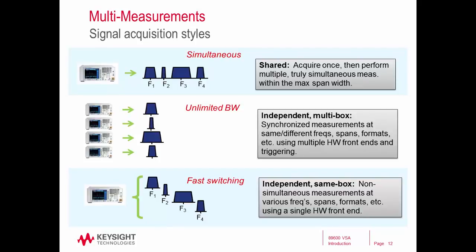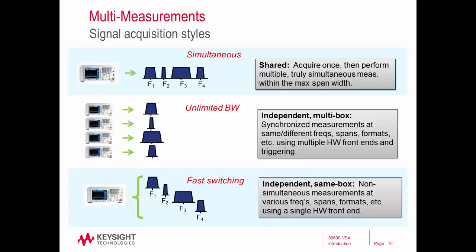The first acquisition style, which is the simultaneous or shared acquisition, uses the analysis bandwidth of a single analyzer to capture all of the signals within that bandwidth and then perform all of the measurements. Those are truly simultaneous acquisitions because all the measurements are done on one set of data. However, you're limited to the span of the measurement front end that you're using.